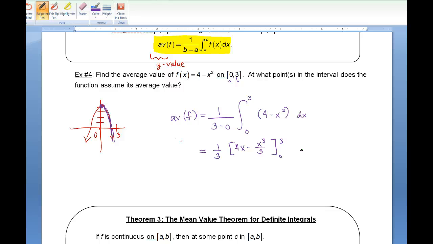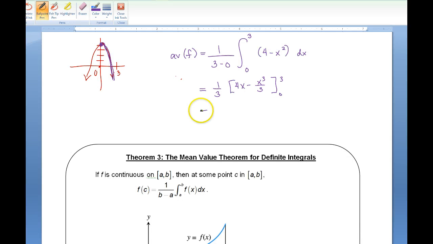Let's say the 0 was like a 1. We would have to plug it in. So here, I'll write it out just so you could see it. It's going to be 4 times 3 minus 3 cubed over 3, and then minus 4 times 0 minus 0 cubed over 3. So plug in the 3, plug in the 0, subtract them, then multiply that by 1/3. If you want, you could distribute the 1/3, but I usually think it's easier to evaluate it and then just multiply by 1 over 3.